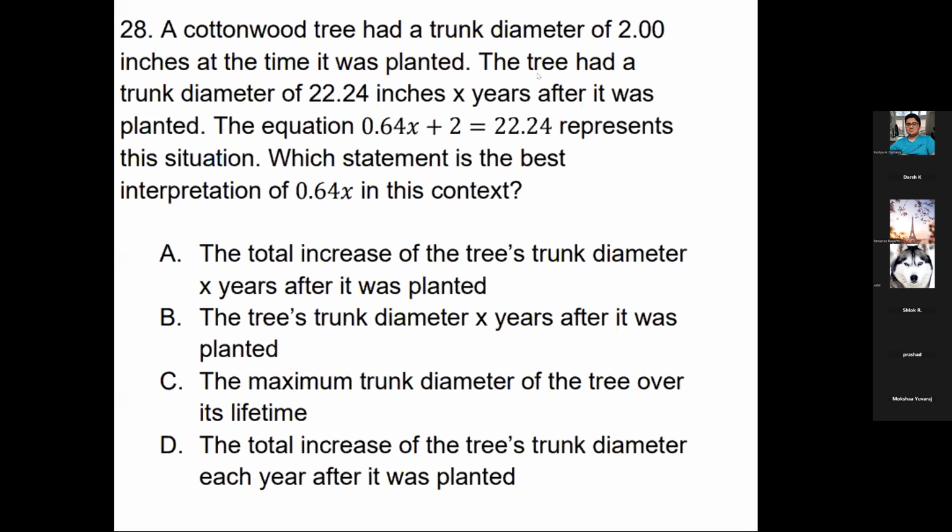Well, 2 would be the initial, 22.24 is the final, and then x is the number of years. So that means that 0.64 has to be the rate of change. So 0.64 is the rate of change every year. So 0.64 times x is the total increase in the trunk's diameter after x number of years. So that would be answer choice A.